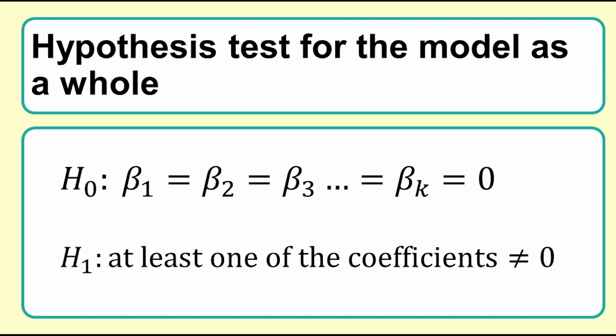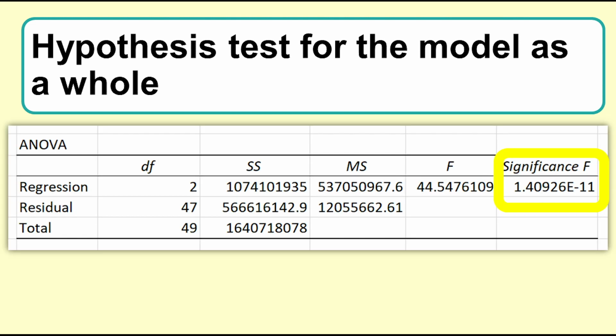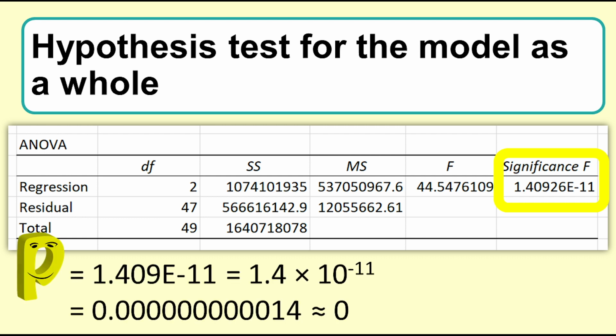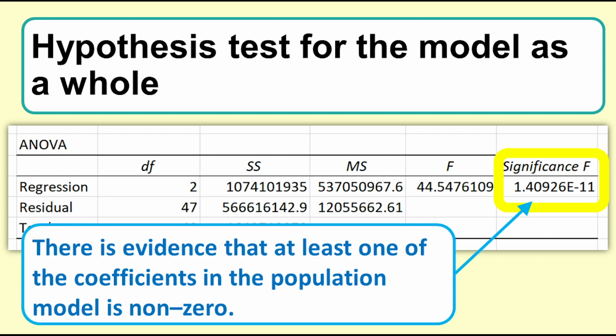The test statistic is an F value, and it and the corresponding p-value are provided by the ANOVA table shown here. It is called significance F instead of p-value. You can see that the p-value for the F statistic is 1.409 e-11, which is a really small number, so pretty much 0. We can say that there is strong evidence that at least one of the coefficients in the population model is non-zero. You could say that the model is statistically significant.